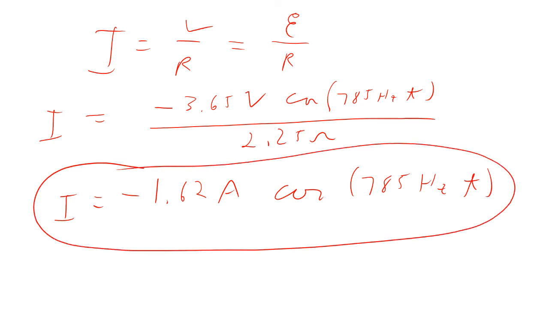And so we have a current that changes with time, and this is the angular frequency. It's the same frequency as 125 hertz, so the angular frequency is still 2 pi f. And that gives us a measure of the current. So it goes from plus to minus 1.62 amps, and it does so at a frequency of 125 hertz. So that's an example of how we used this concept of mutual inductance.